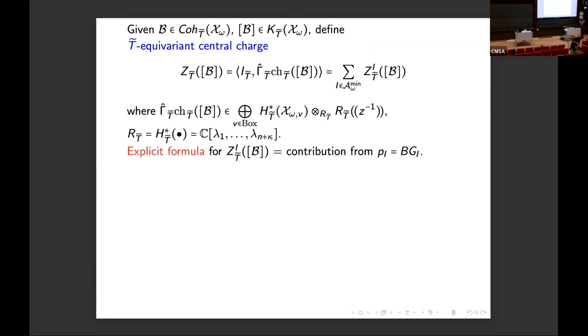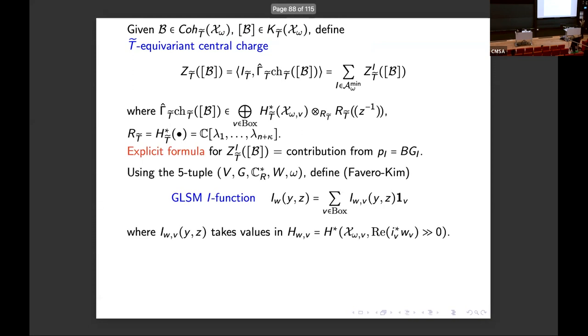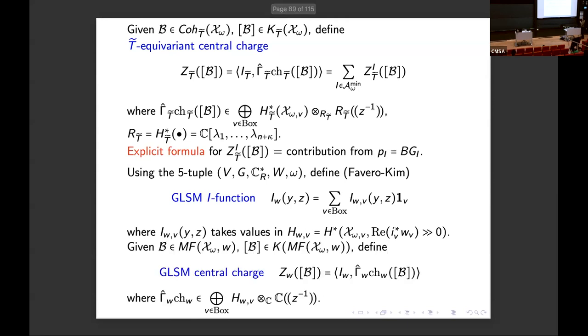But what we are actually interested in is these GLSM invariants. These GLSM invariants are defined using the superpotential in the construction of the virtual cycle. And I will just say the GLSM I function takes value in this relative cohomology. For GLSM invariants, we take a matrix factorization, which is defined in terms of the superpotential, and we define the GLSM central charge. These are actually the enumerative invariants in this GLSM theory.